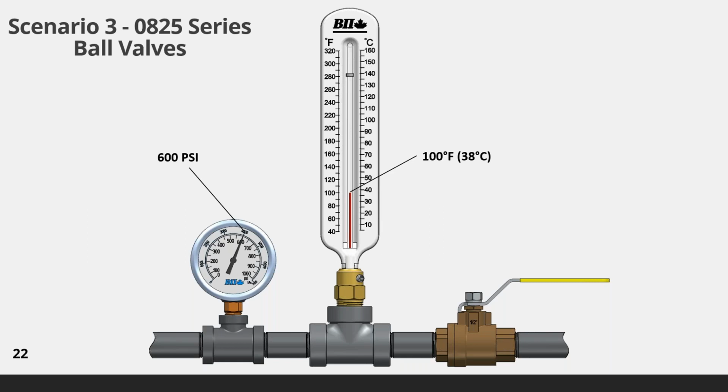As you can see in the picture, the system has a maximum operating pressure of 600 psi non-shock and a maximum operating temperature of 100 degrees Fahrenheit, 38 degrees Celsius. Let's take a look at the chart to figure it out.